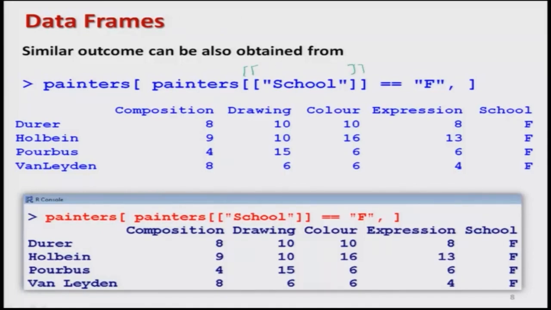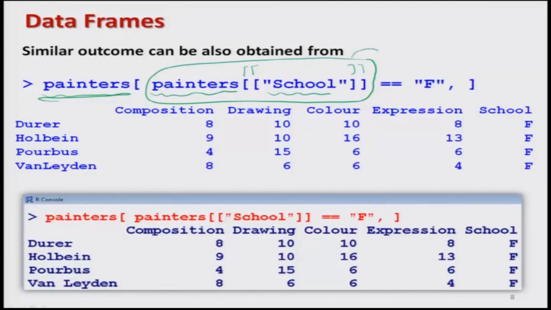So if you try to see here, I am trying to write down the name of the variable school inside the double quotes, and then I am saying this variable is from the data set called painters. And now I am saying please use the data set painters, and inside this data set try to find out the values of variable school under painters which are equal to F.